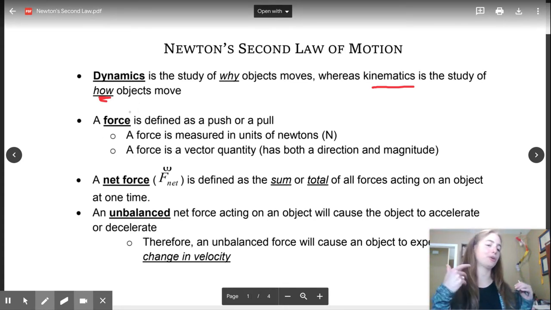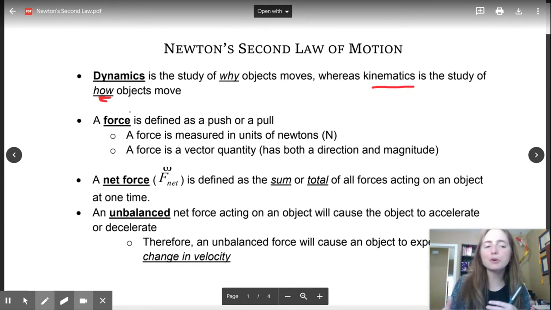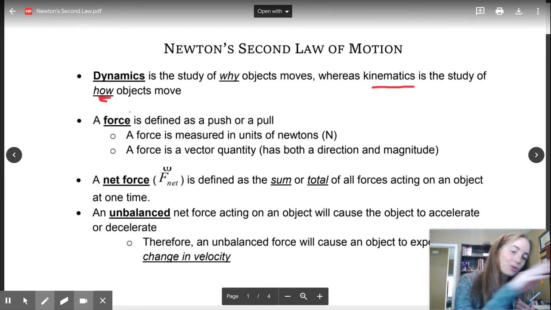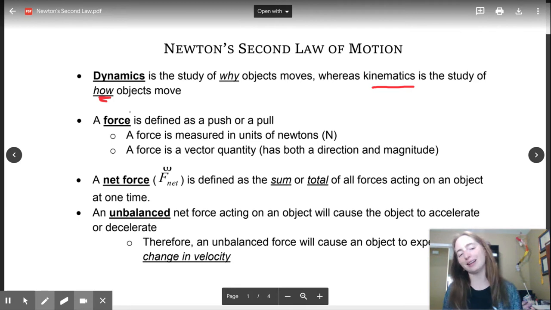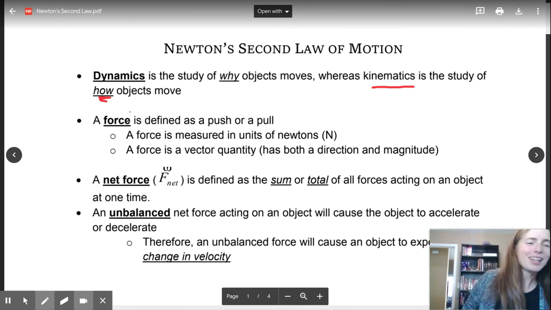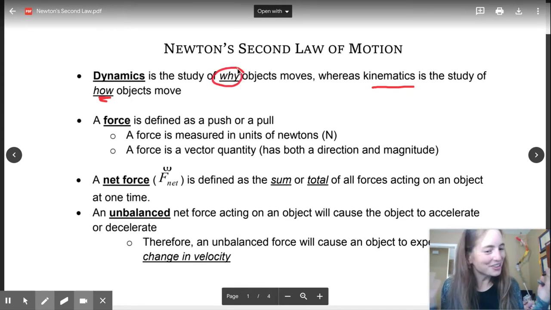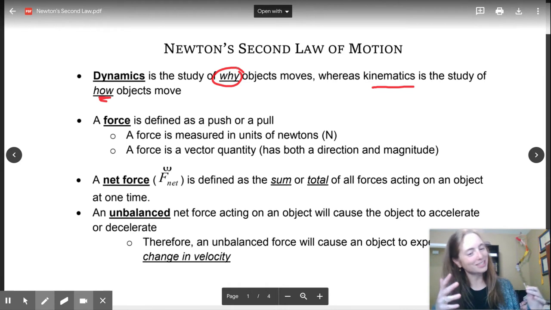So whether they're moving in accelerated motion or constant motion, or in the case of projectile motion, uniform on one plane and accelerated on another, that's how they're moving. Whereas in dynamics, it's why does all of that happen? Why do objects move the way they do? And the answer to that is going to be based around forces.